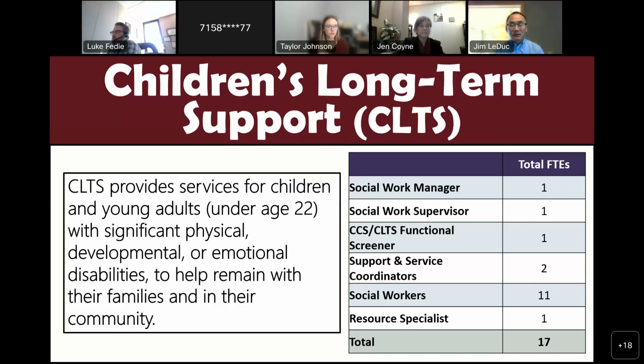I think to put a face or a scenario to it, I'm new to the program, so I went around and met all the staff, and I asked them what client has touched you the most. One of the ones that really rises to the top is that we received a referral about an infant in the hospital, in ICU, probably never going to get out of the hospital, and would probably die within that first year. Well, that was referred to our program.